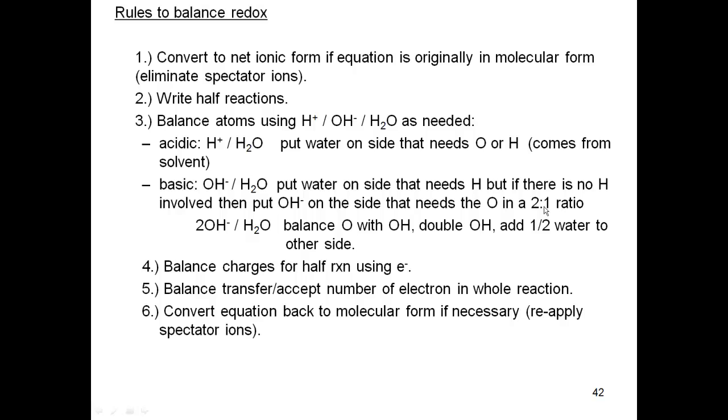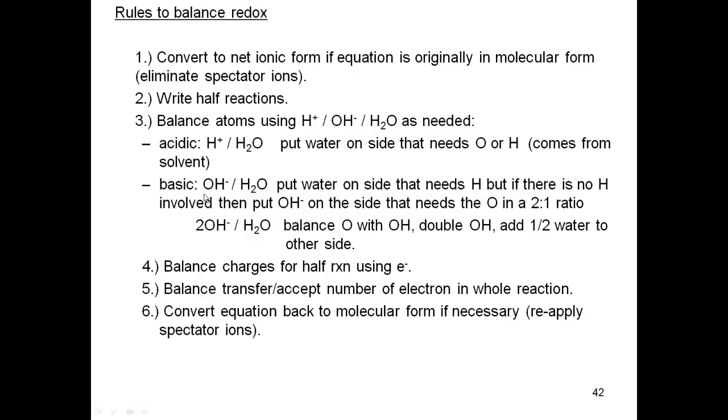Now, if you've got to balance oxygens and hydrogens, then you have H plus, OH minus, and water as needed from the solvent to make those balances. We use those depending on if it's acidic or basic. If it's acidic, we have H plus and H2O. Obviously I have 2 hydrogens for every 1 hydrogen here, so I'm going to put water on the side that needs the hydrogen to balance things out, and H plus on the other side. If I need to balance the oxygen, same thing. I put water on the side that needs the oxygen, and H plus on the other side to balance out those hydrogens.